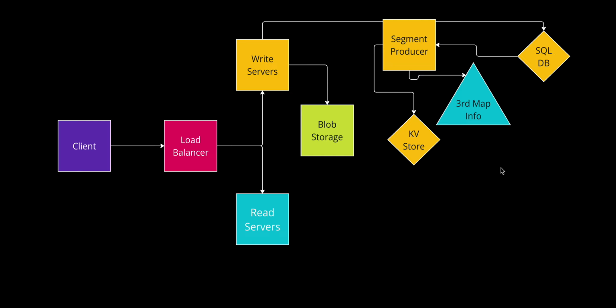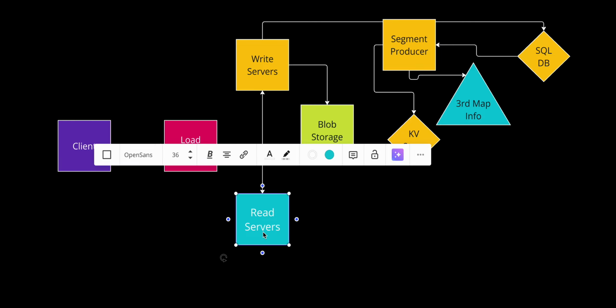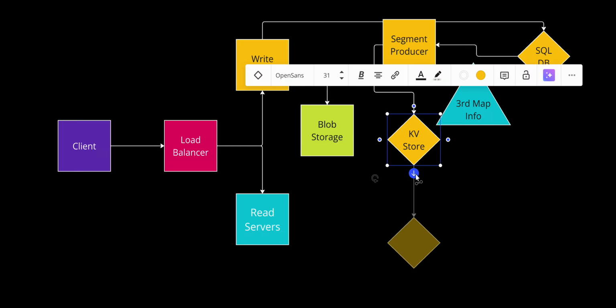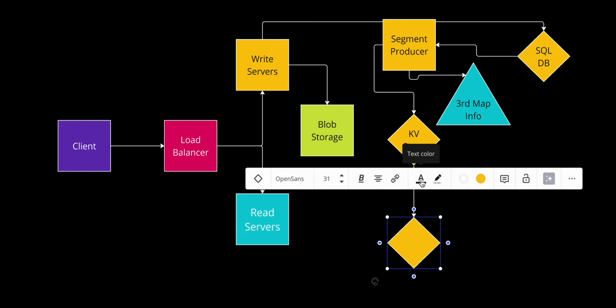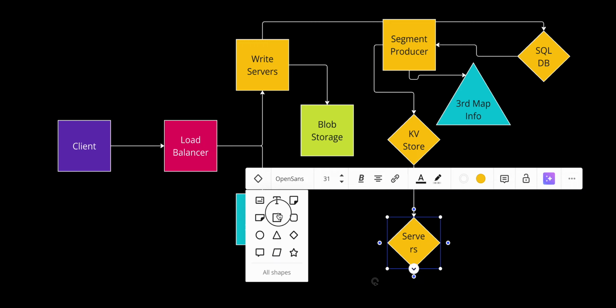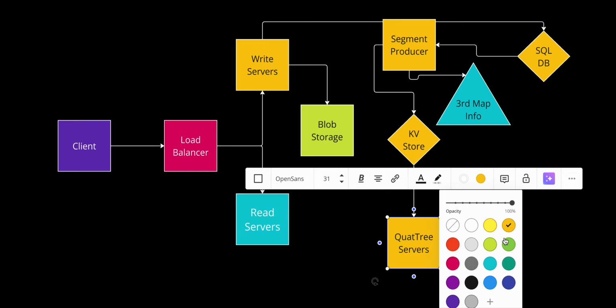I guess we are done with the write. Let's focus on the read. So in the read, we said that the QuadTree servers will get the data from the key value store, and we need to make this like that, and we change the color of it.